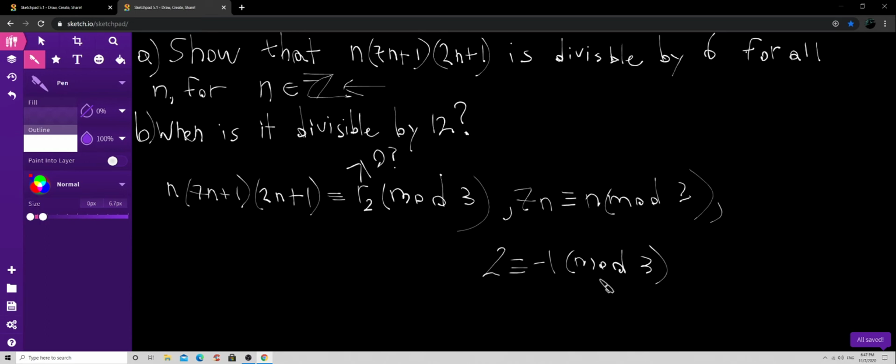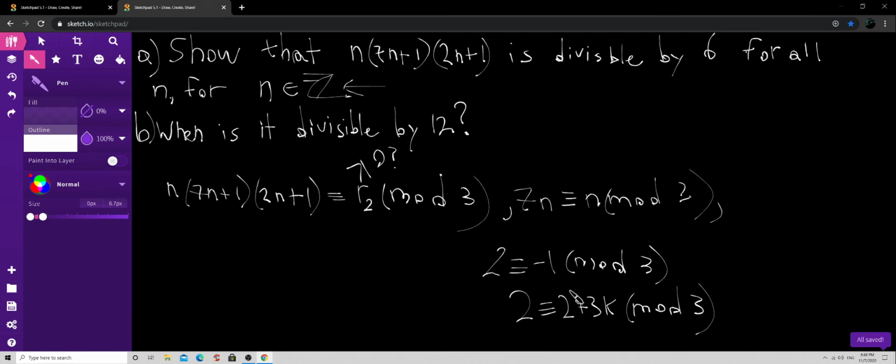Okay, and I want that to make sense because, how should I word this? Well, 2 is congruent to 2 plus 3k mod 3, where k is some integer. It can be negative, includes negative and non-negative integers. So if k is negative 1, then we just get negative 1 here. So this does hold.